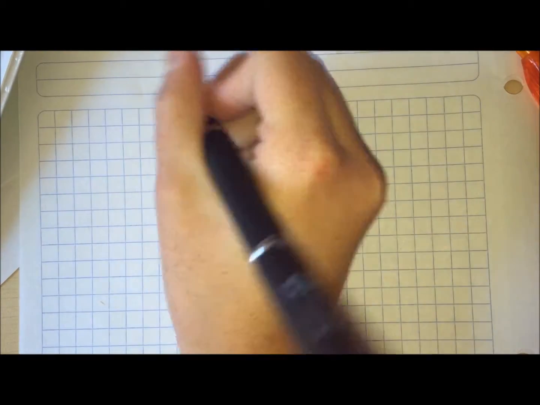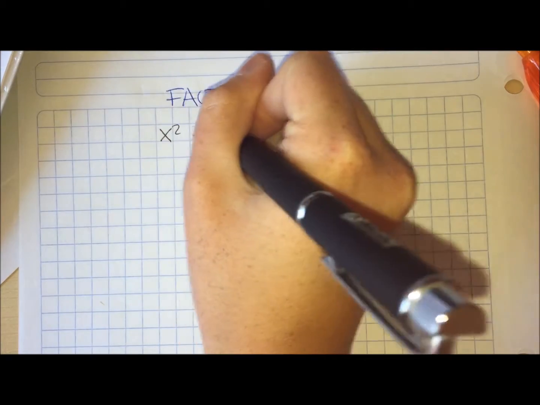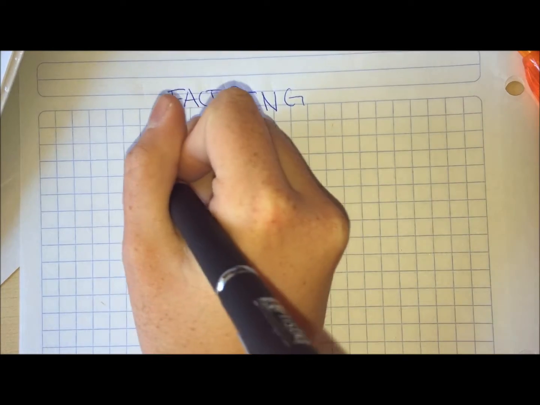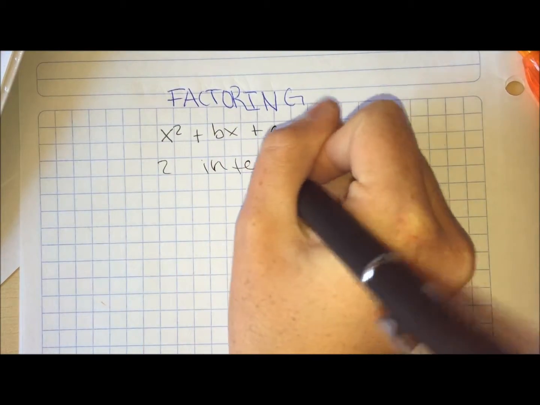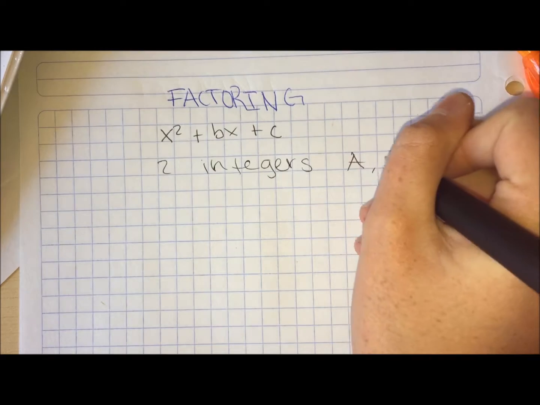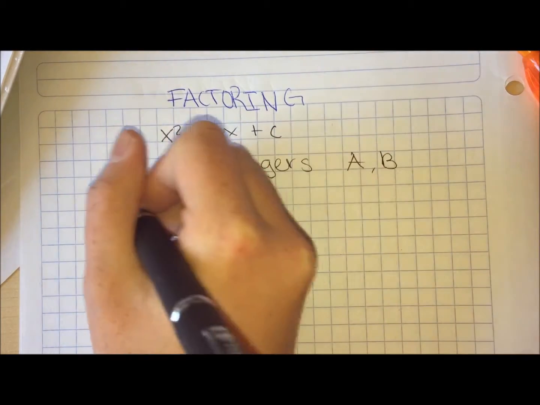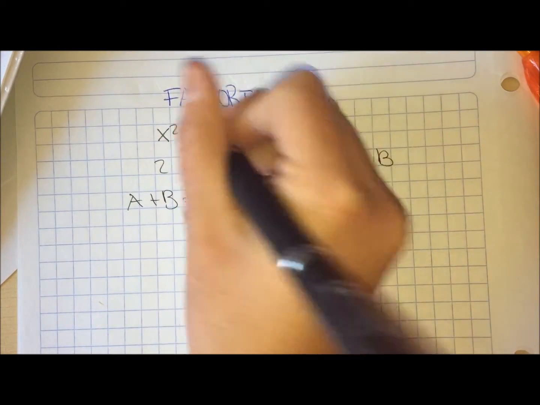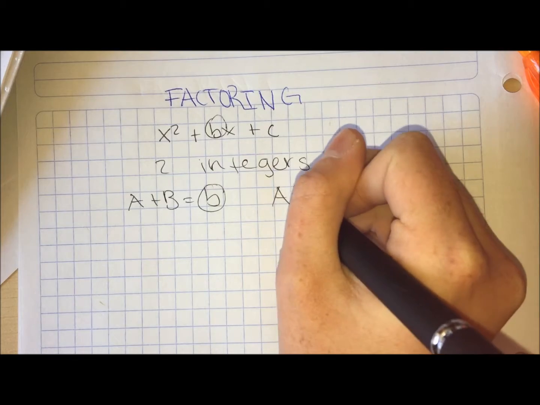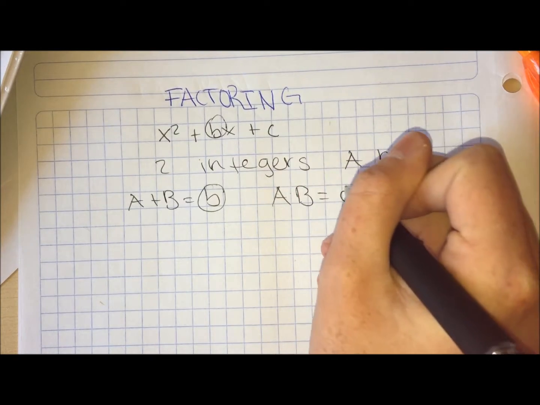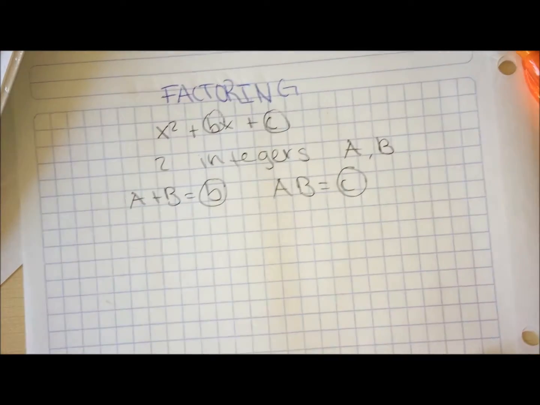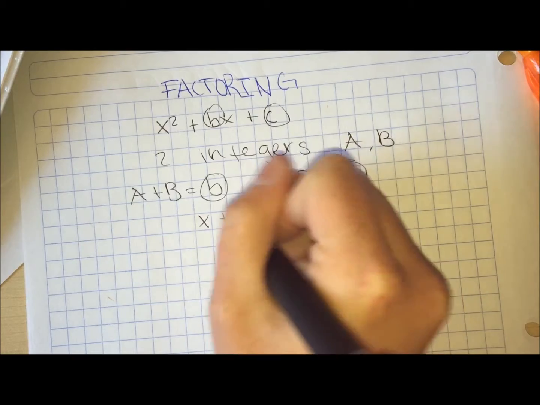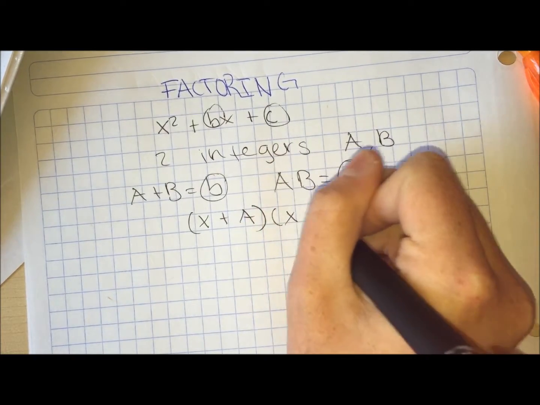For factoring a trinomial of the form x squared plus bx plus c, we should first find two integers, a and b. These integers should be such that a plus b gives us the b of the middle, and a times b gives us the c at the end. So the result will be (x plus a)(x plus b).